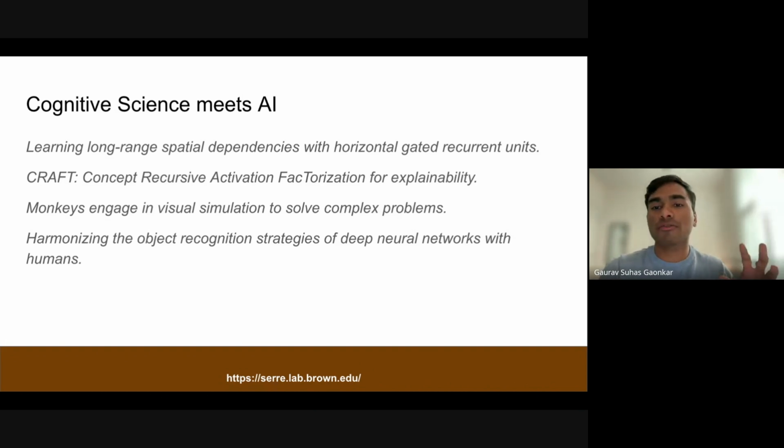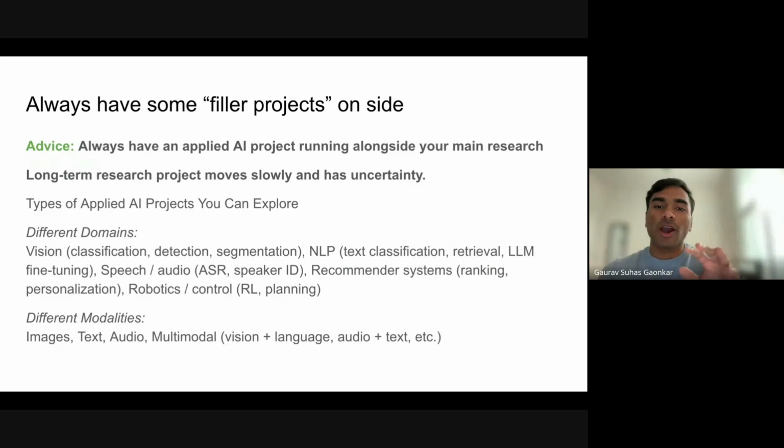Now, this was one aspect of AI research in academia, which is core AI research. One important piece of advice that I received from my PI, my principal investigator or the professor, during my time at Brown, was to always have some filler projects on the side. I would like to create my own, slightly different version of it, which is to always have an applied project running alongside your main research.